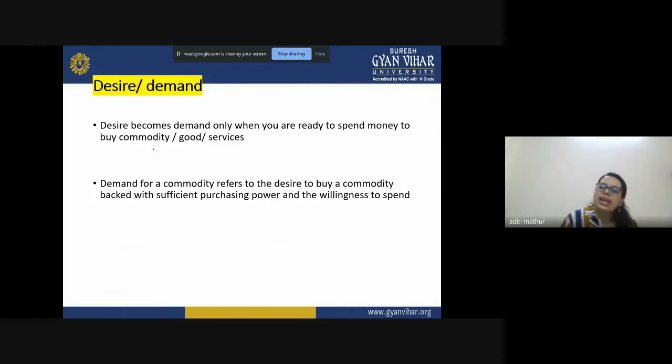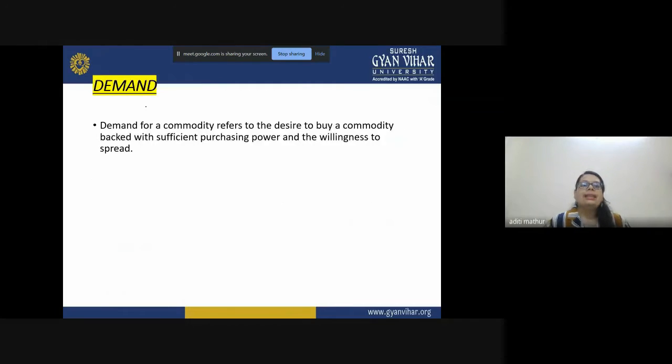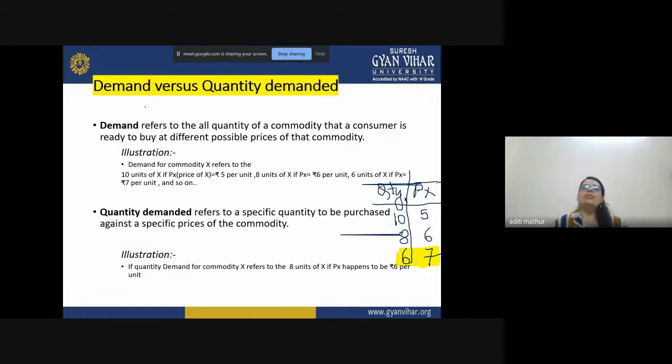No, to create a demand, you need to have three things. Number one, desire to buy. Number two, sufficient purchasing power. Number three, willingness to spend the money so that you can buy a particular good, service, or commodity. Then we studied the difference between demand and quantity demanded.